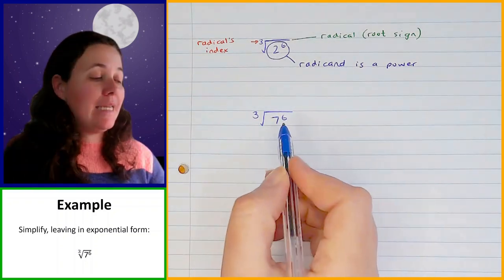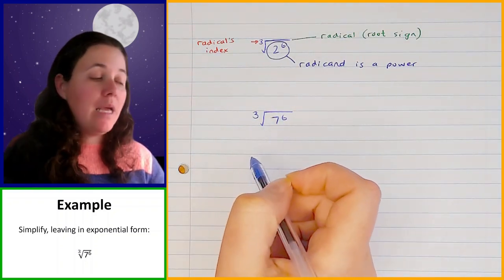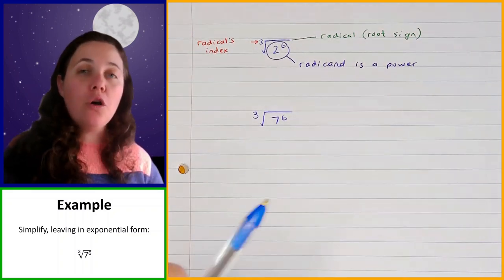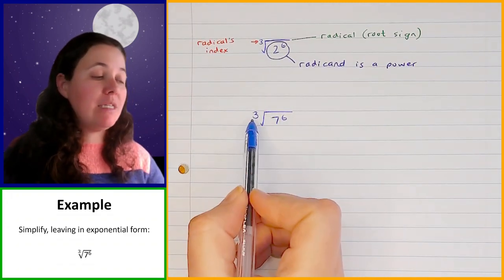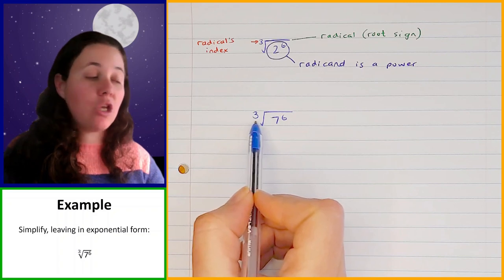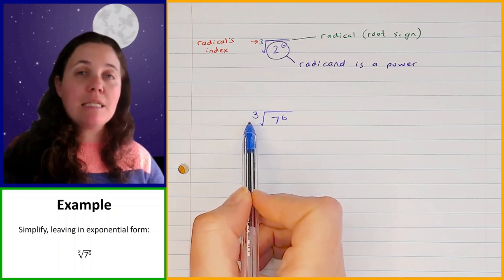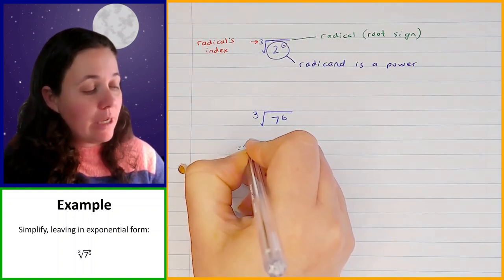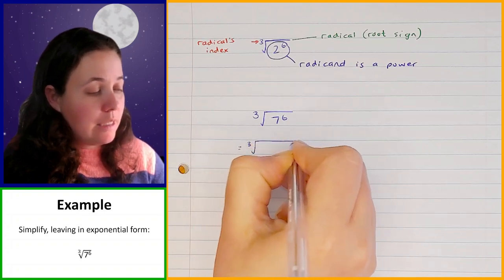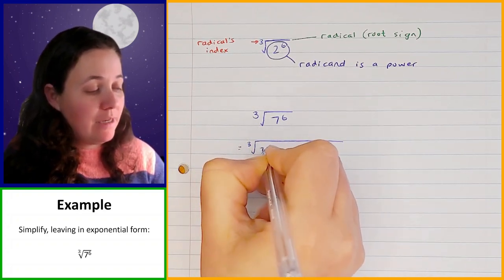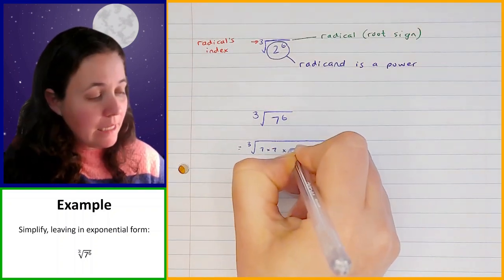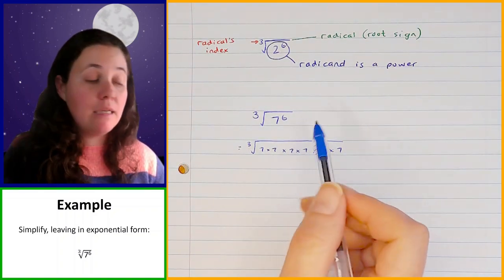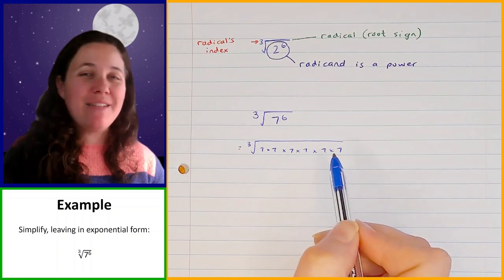Okay, to do that, I need to take the 7 to the power of 6 and split it up into groups of factors, and I need to get 3 identical groups of factors, and one of those groups will be the same as my cube root. The reason it's 3 groups of factors is because I have a 3 over here. So whatever this number is tells us how many groups we need to divide it up into. So I'm going to take my cube root of 7 to the power of 6, and this is the same as the cube root of 7 times 7 times 7 times 7 times 7 times 7, because that's what 7 to the power of 6 is. It is 7 times 7, 6 times.